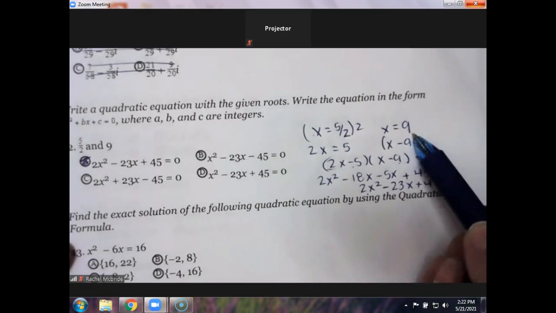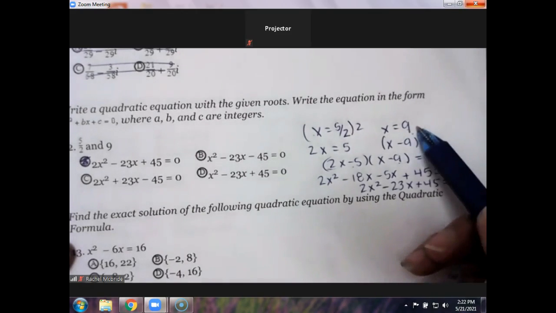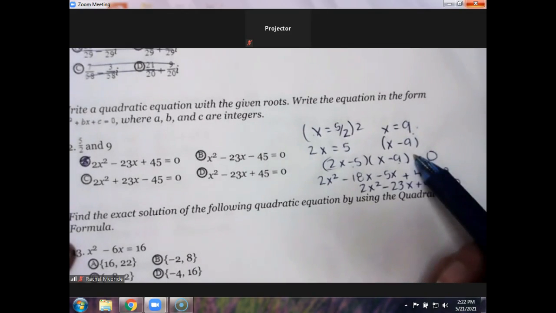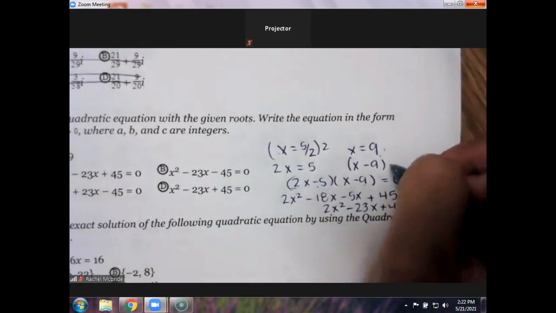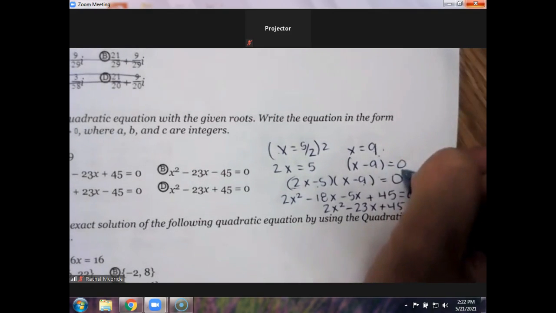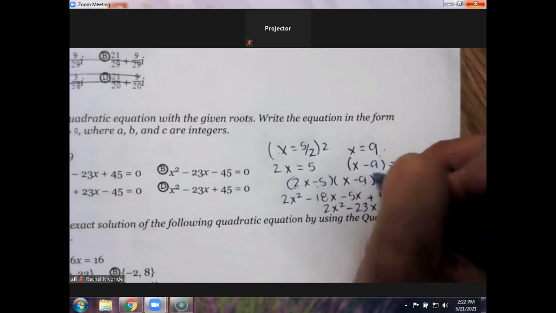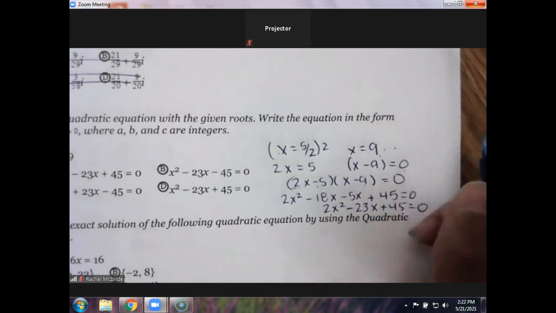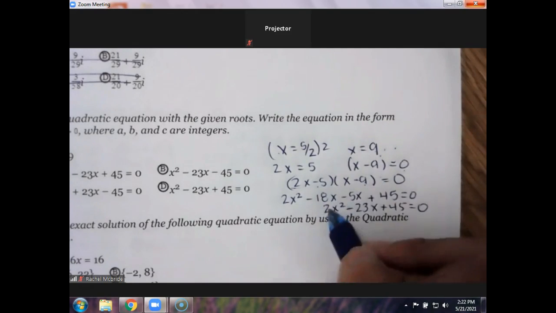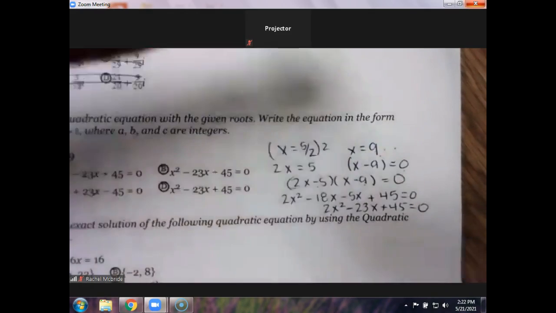So why is it a negative 9? Since it's x equals 9, that's the root. This is the factored form. So if you think about it in factored form, you'd have x minus 9 equals 0. To solve for x, you'd add 9 to the other side. So you're basically taking the solutions and working backwards.